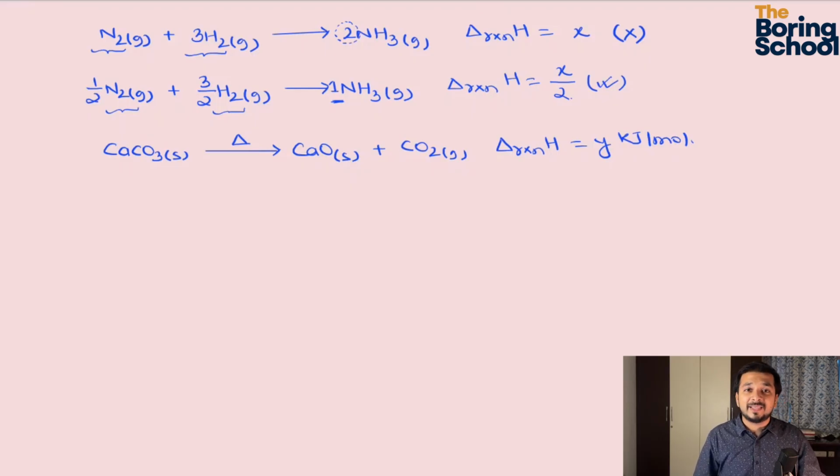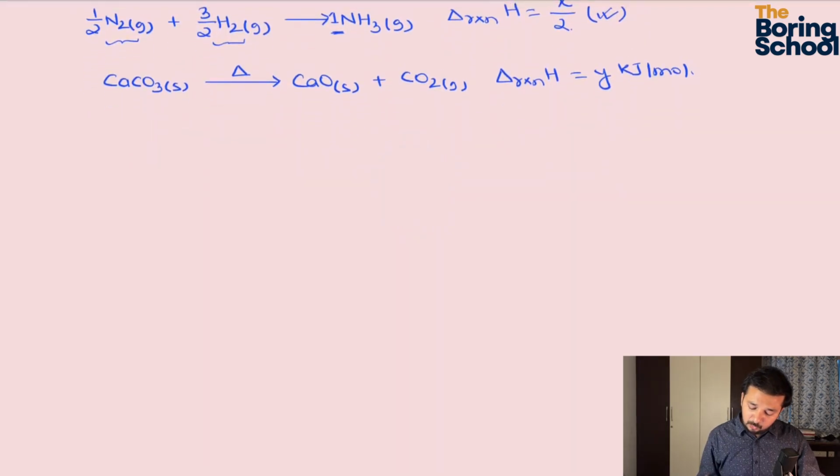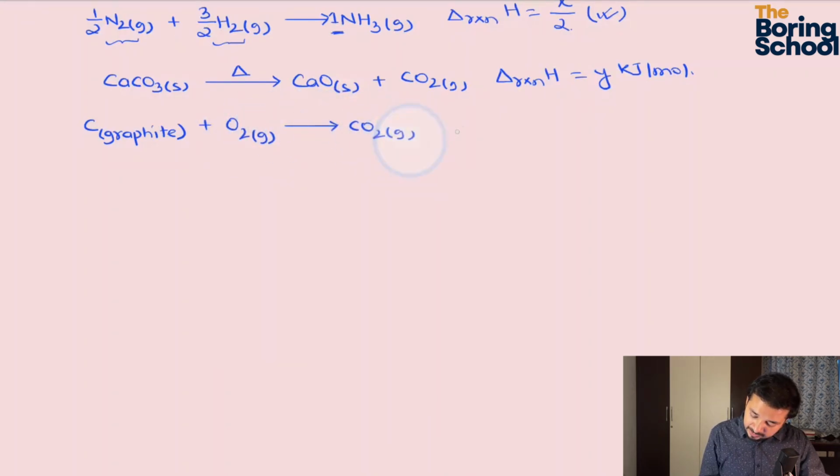The answer is that in this reaction CO2 is not getting formed from its constituent elements. Rather, it is obtained as a product of decomposition of calcium carbonate. So if you want the heat of formation of CO2, what reaction should we write? It should be carbon plus oxygen giving us CO2. Now carbon in which form? Carbon in its standard state, so it will be carbon graphite plus oxygen, O2 gas, will give us CO2 gas.